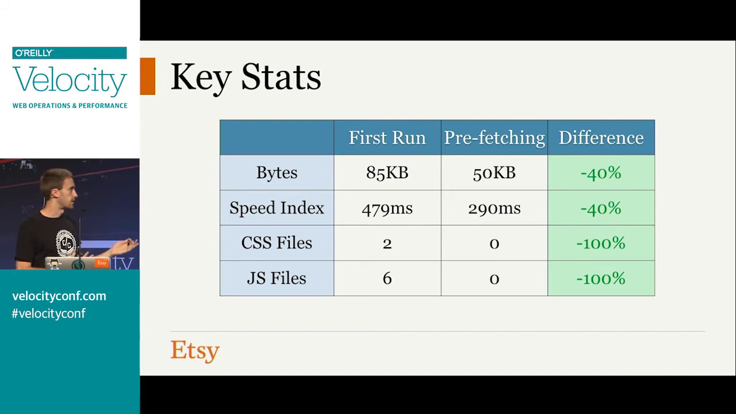Now, this may not seem like much. We didn't save a whole lot of content, 85 kilobytes to 50 kilobytes. But speed index dropping from half a second to 290 milliseconds, this is the difference between a page feeling pretty fast to feeling almost instant. So this can be quite a large win for a pretty small investment of time and energy.